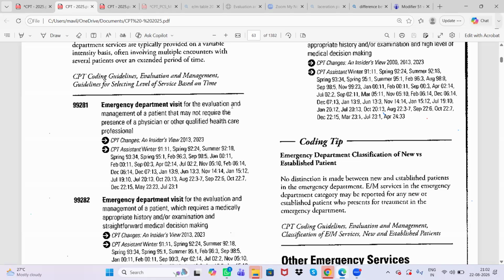Emergency department visit for the evaluation and management of a patient that may not require the presence of a physician or other qualified healthcare professionals. Means your nurse will be the one who carries it out. Most of the time, the physician is not available. That time we need to code 99281, for the nurse visit without physician.